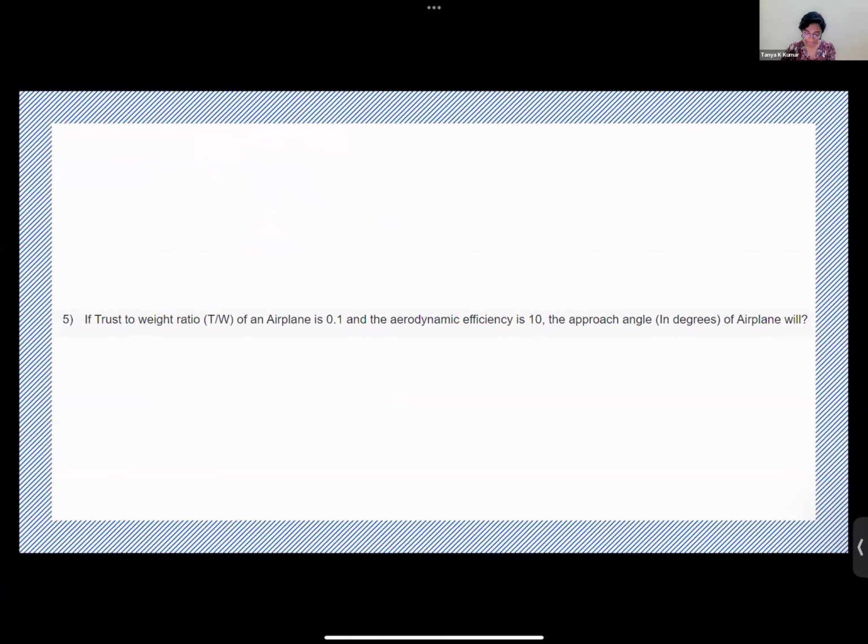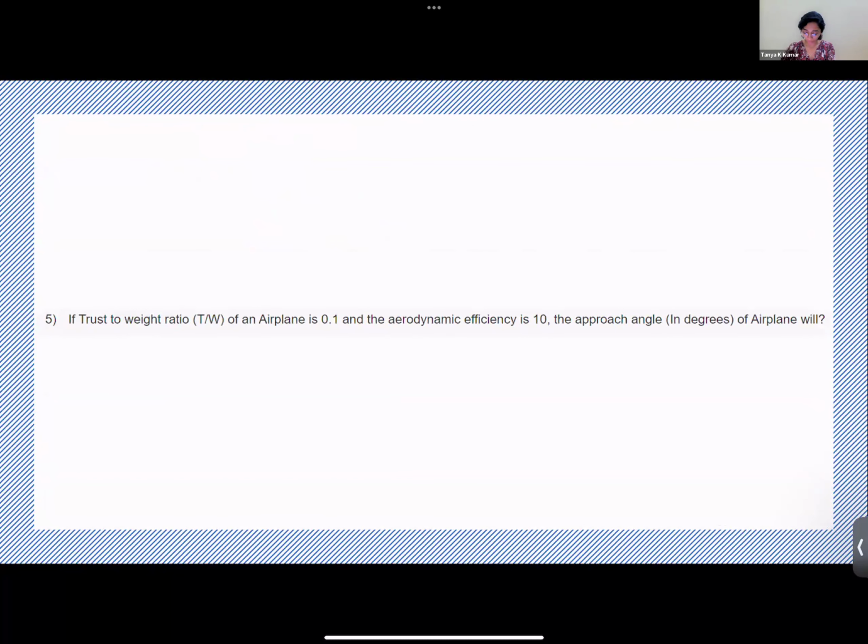Okay. If thrust to weight ratio of an airplane is 0.1 and the aerodynamic efficiency is 10, then the approach angle of the airplane will be. It's very simple, right? It's a straightforward equation. Approach angle sine theta A is 1 by L by D minus thrust loading, right? So just plug in the values. In this case, which is 1 by 10 minus 0.1, which is 0. So approach angle is 0 degrees.